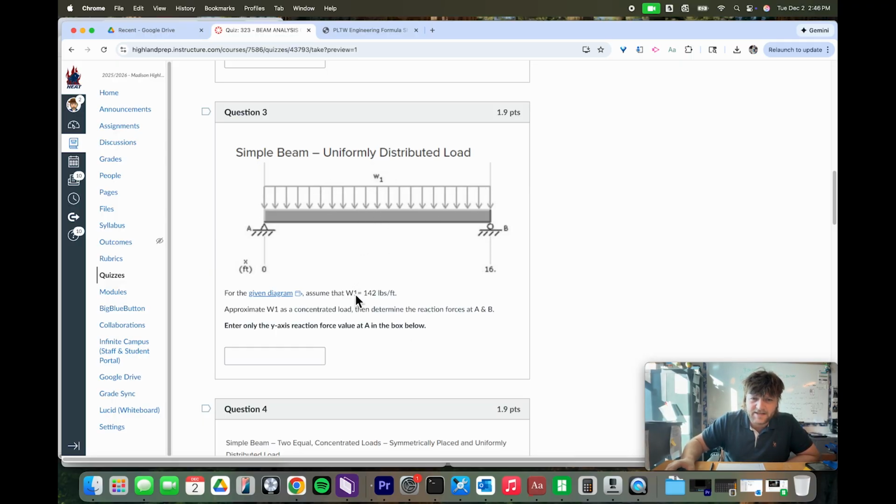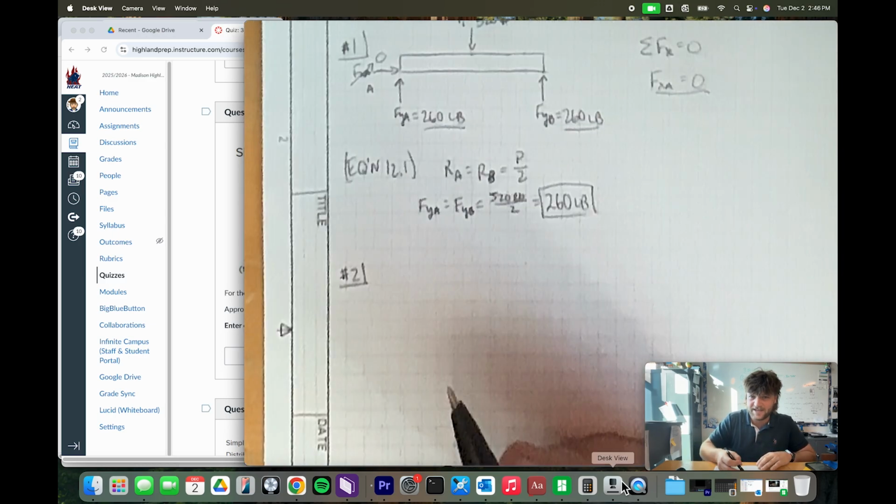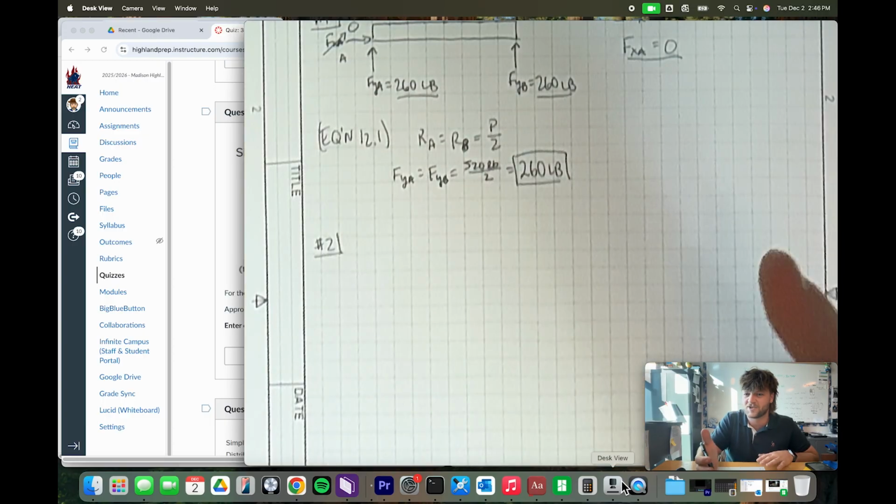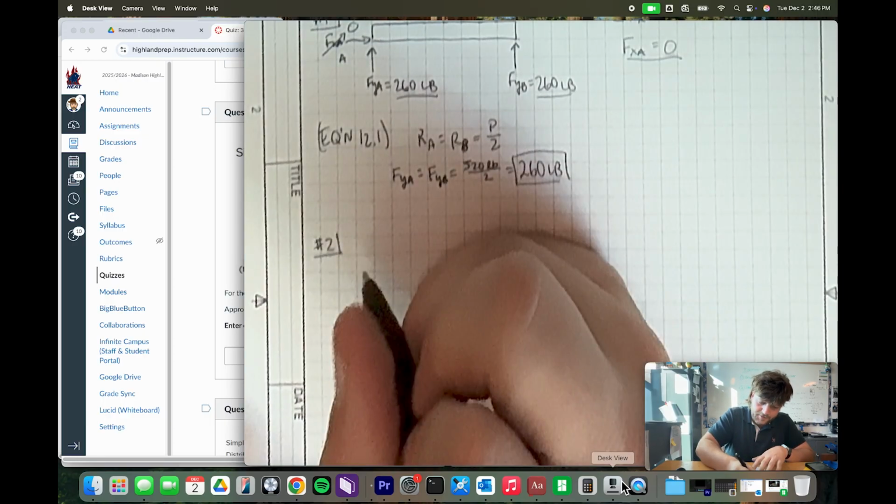And so what they tell us is W1 is equal to 142 pounds per foot. And then they want us to approximate W1 as a concentrated load and then determine the reaction forces at point A and point B. And so we have a pin here, we have a roller, and then we have this uniformly distributed load now. Let's go ahead and create our force diagram. I am just going to keep this as number 2 because it's just our second example problem. So let's go ahead and do that.